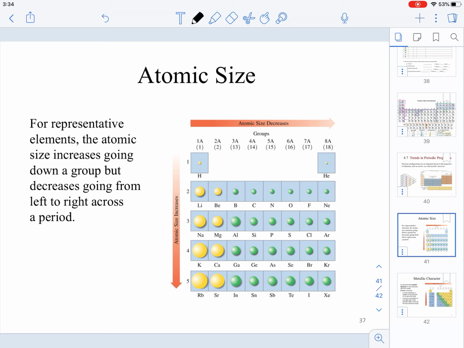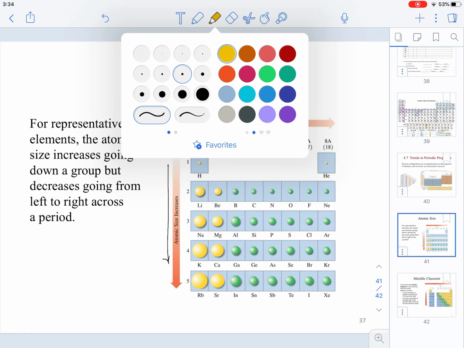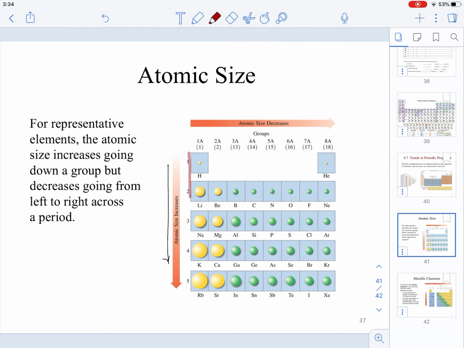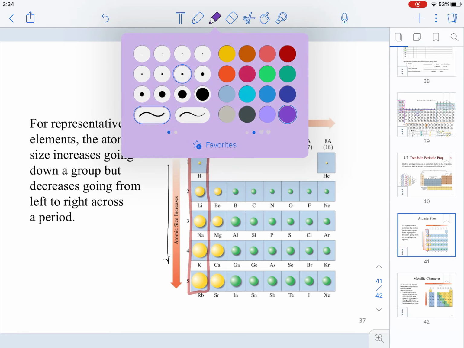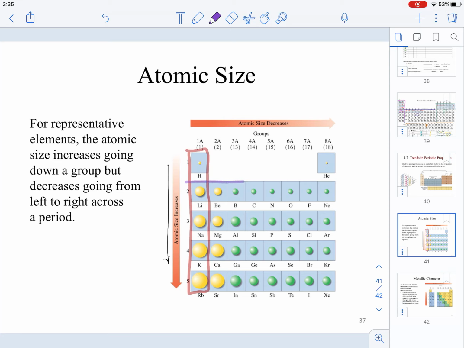When it comes to atomic size, understand that for representative elements, the atomic size increases going down in a group. And as you can see it represented here, if I highlight that area, we see the increase in atomic size. But understand that if we move across a period from left to right, I'm just going to highlight it in purple, we see the atomic size tends to decrease.